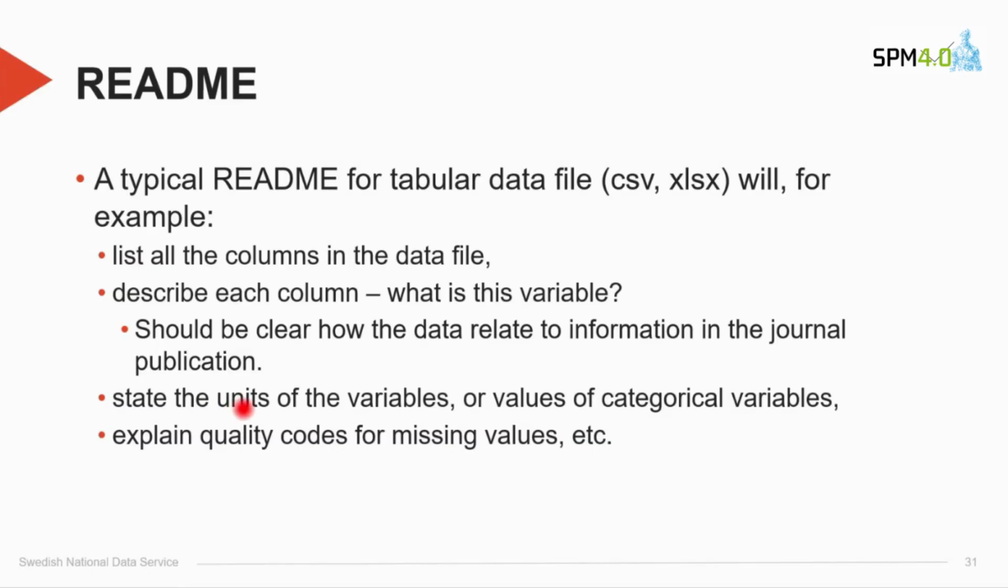State the units, I mentioned that. Values of categorical variables is where you have often in a research, like a multi-question survey, choose 1, 2, 3. The data file probably only has 1, 2, or 3. Somewhere you need an explanation of what was answer number 1, what was answer number 2, what was answer number 3. I don't know if you're going to have too much of that type of data.